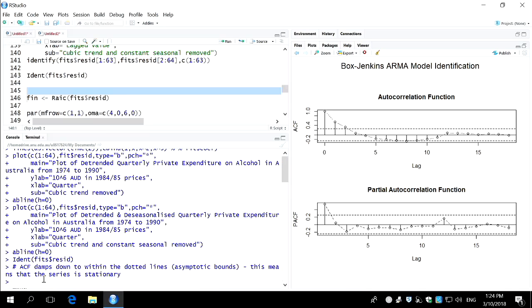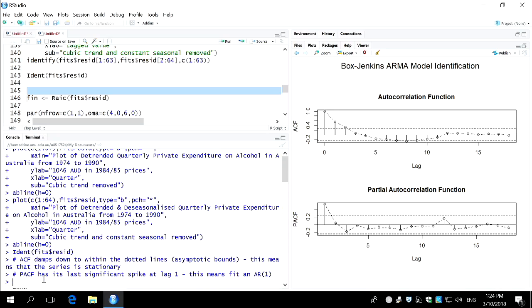Okay? Second comment. The PACF has its last significant spike at lag 1. Lag 1. Right? The last spike that was outside was at lag 1. This means fit an AR1. So what we've done is we've identified what model we wanted to fit now. So that's why it's called ident. We're identifying the model fit.